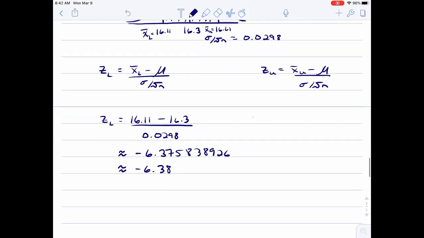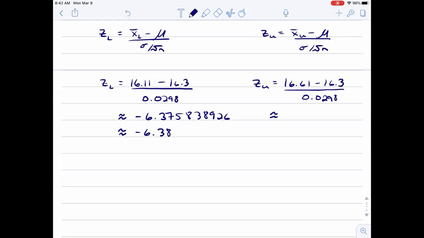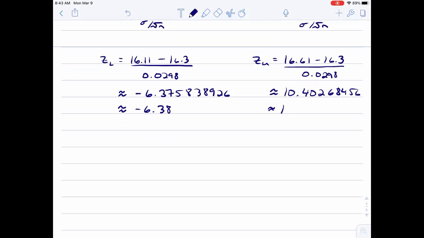Okay, so the z for the upper bound is 16.61 minus 16.3 over 0.0298. I get 16.61 minus 16.3 divided by 0.0298. I get roughly 10.40268456. So to 2 decimal places, 10.40.